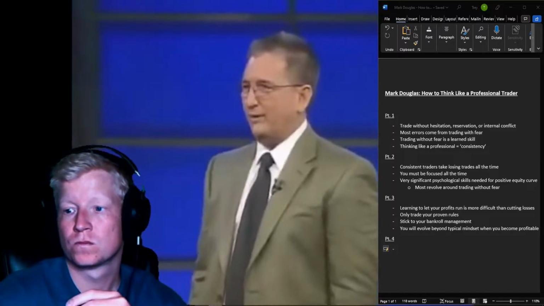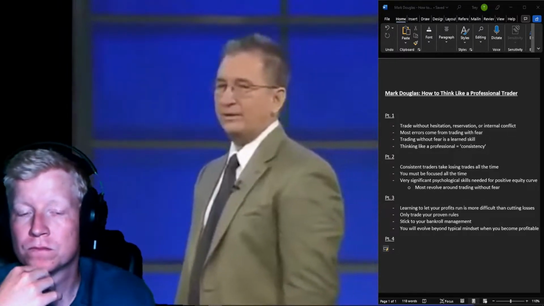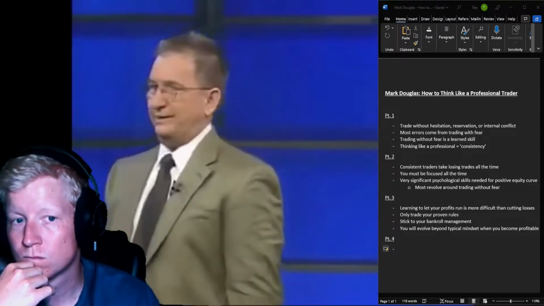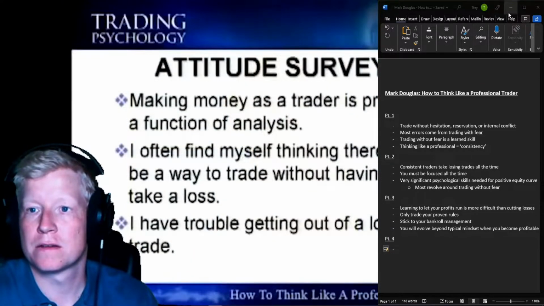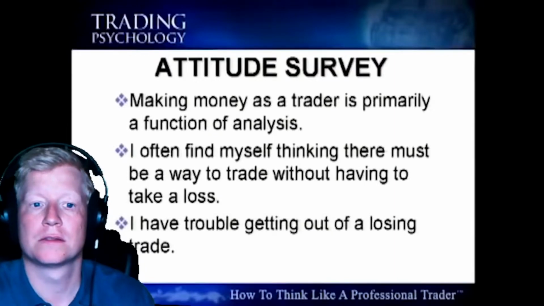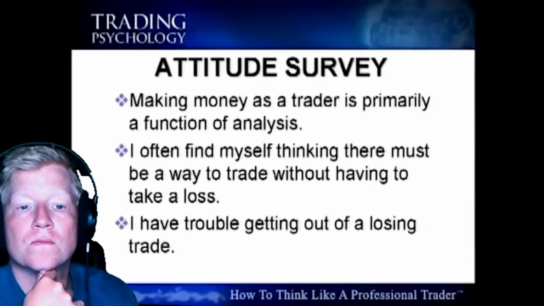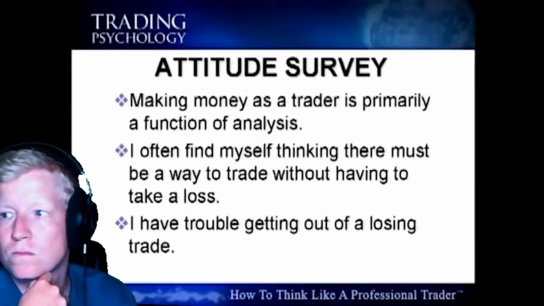There are no right or wrong answers here. It's just a matter of what you believe about the nature of trading. So, making money as a trader is primarily a function of analysis. Who would agree with that? Everyone, raise your hands. So you're telling me that only a few people would agree? Part of it? Okay.